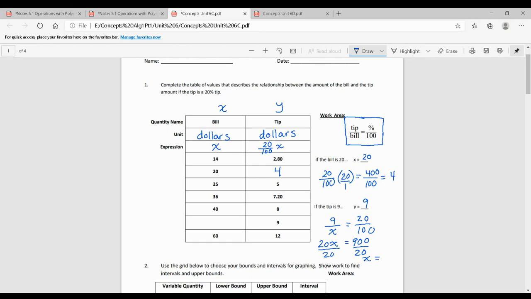And x equals, what do we get? X equals this time because we're looking for the bill. The first time we were looking for the tip, which is in the y column. This time we're looking for the bill, which is in the x column. And 900 divided by 20 is 45. So the bill is 45. Remember, the bill will be more than the tip, right? We don't pay more on a tip than the actual bill.